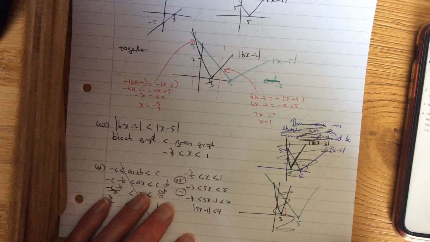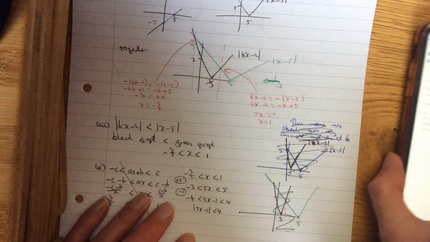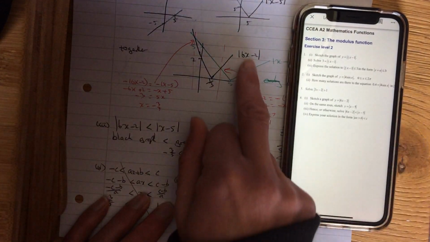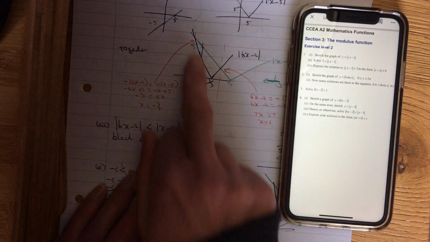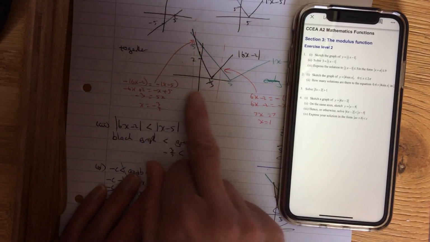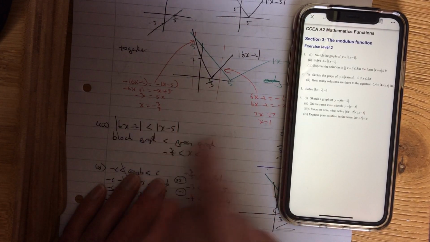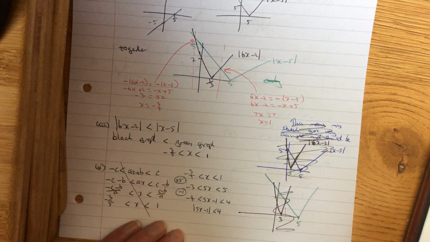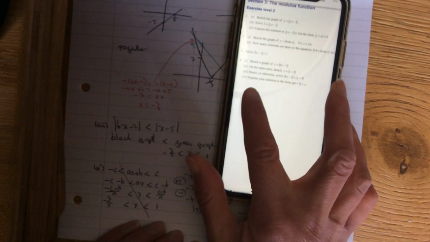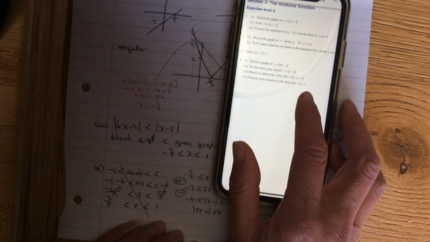And then the question wants to know, when is the |6x − 2|, which is my black graph, when is my black graph under my green graph? So black is under green between these two lines. So it's between −3/5 and 1. And then the last part of this question, express your solution in this form.